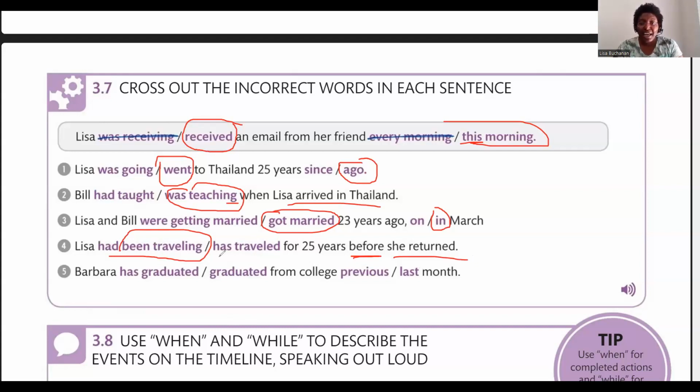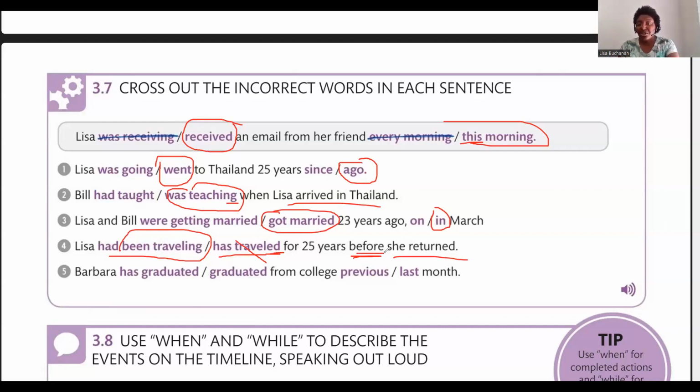Now, if we chose "has traveled," which isn't correct, whenever we have "has" or "have" and the past participle in -ed, that means something happened in the past and continues to the present or is still affecting us presently. So that's not the case here. Something happened in the past and finished in the past, and then something else happened, right? As we have the word "before." That's why we have "had been traveling."